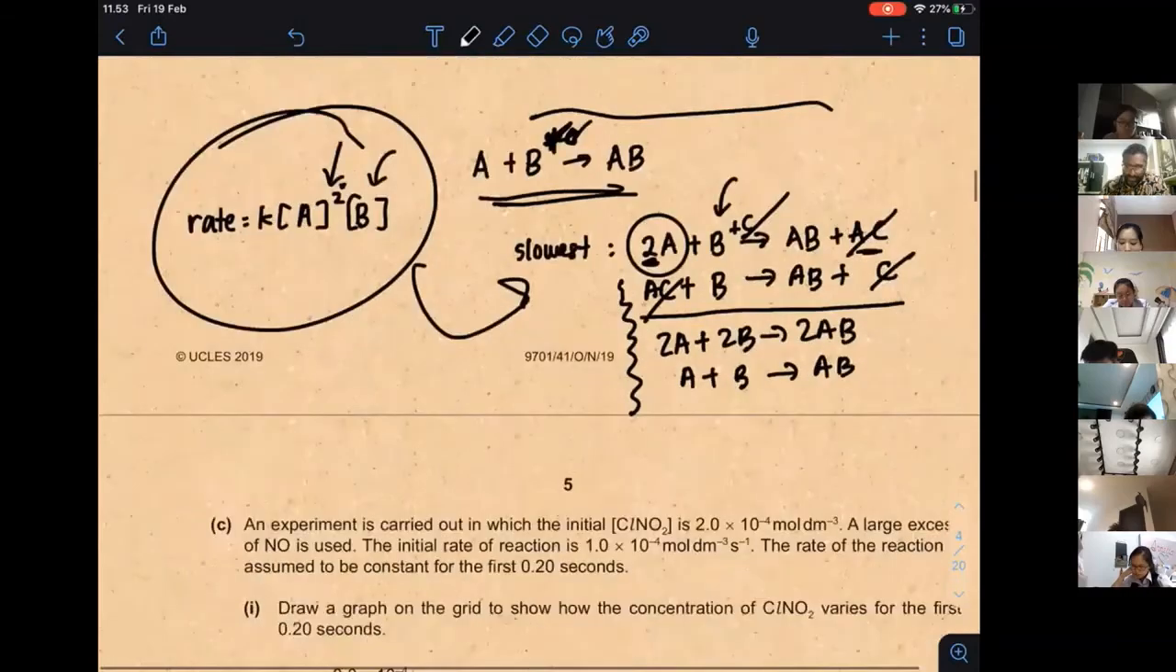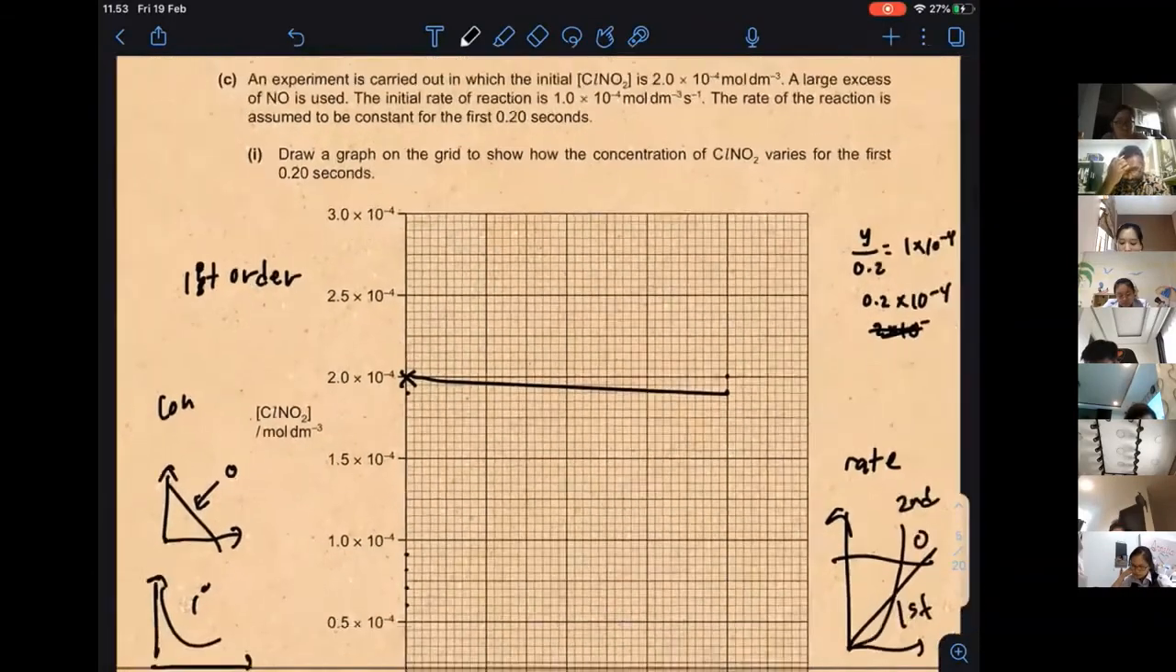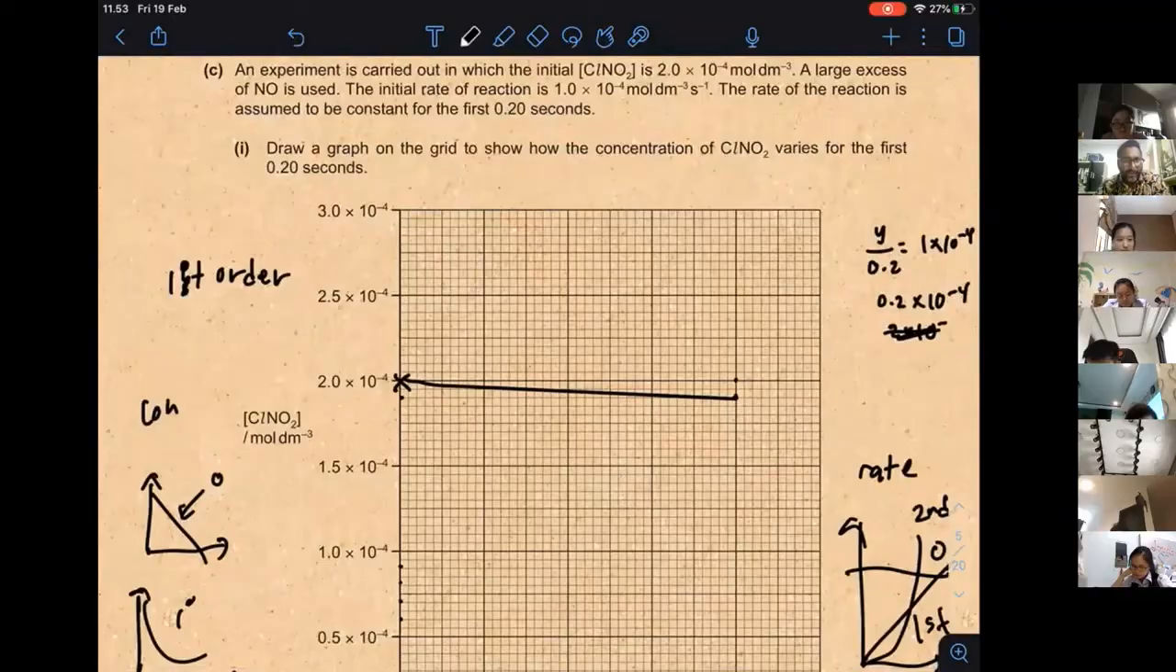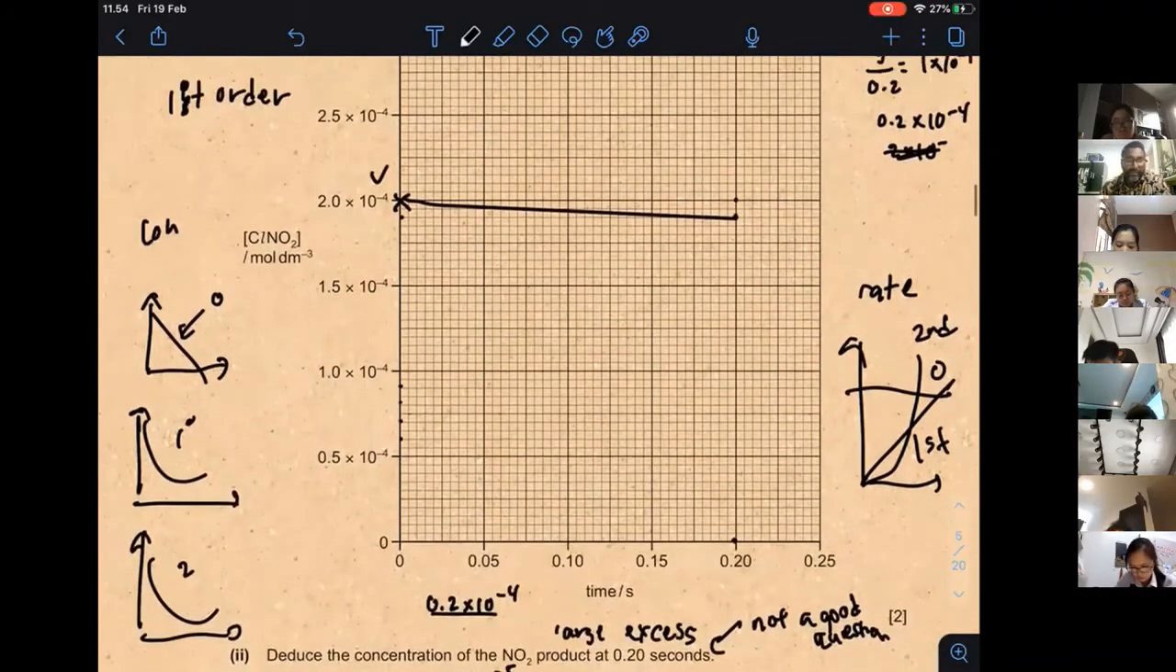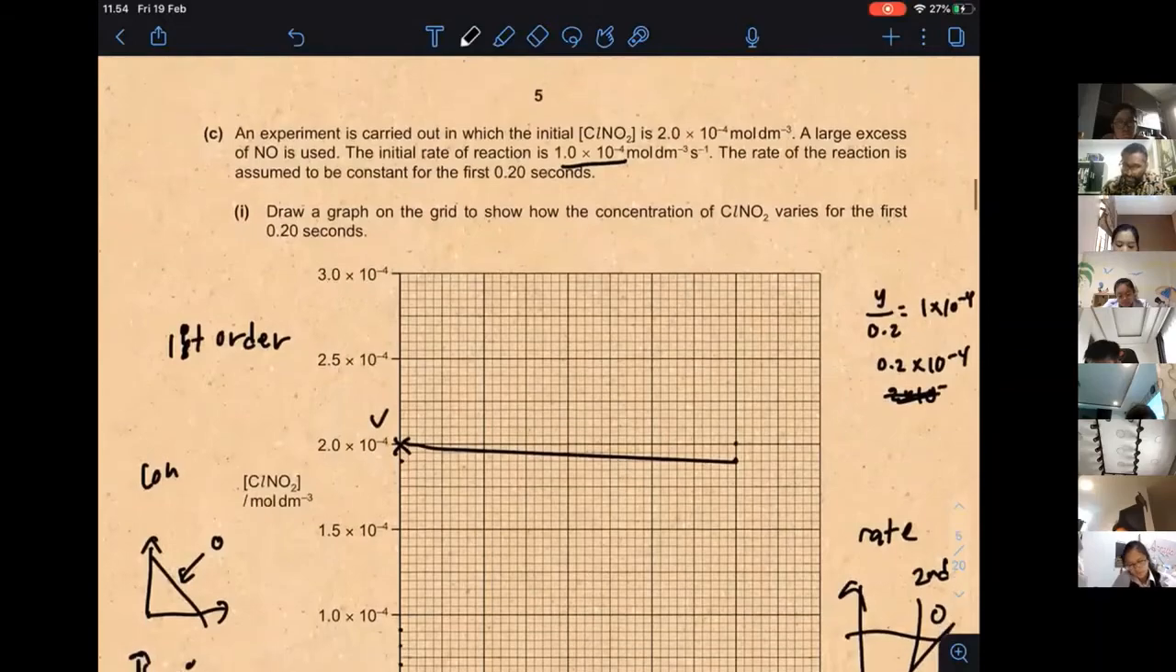Now the next question. This one was a bit confusing, but again, if you try, it makes sense. They say that an experiment has the initial concentration 2 times 10 to the power of 4, so I just put the initial concentration over there, and a large excess of NO is used. They have given the initial rate. Normally it's found through the tangent because this is a concentration against time graph. They have given you the initial rate, and the rate is assumed to be constant.